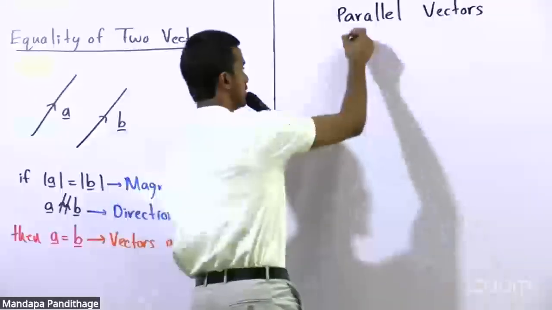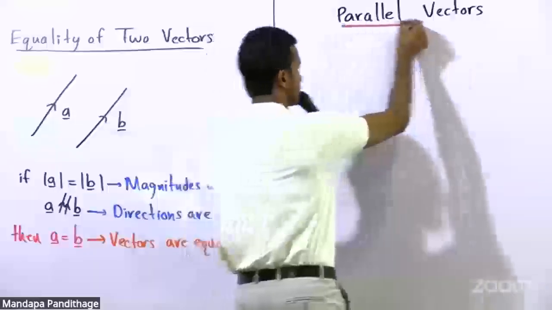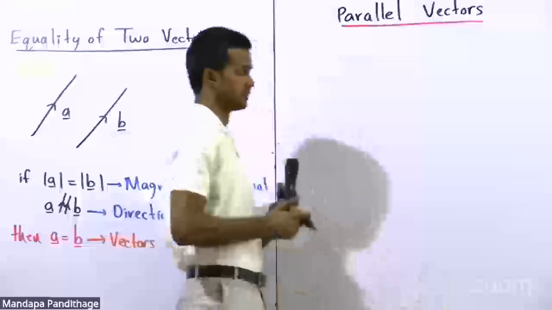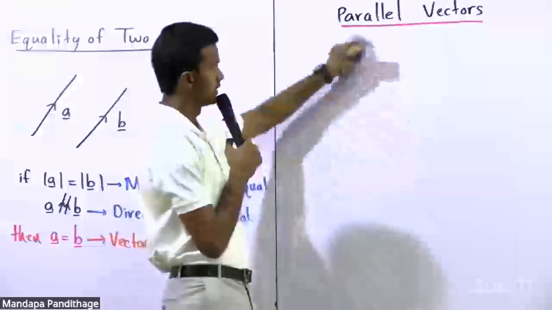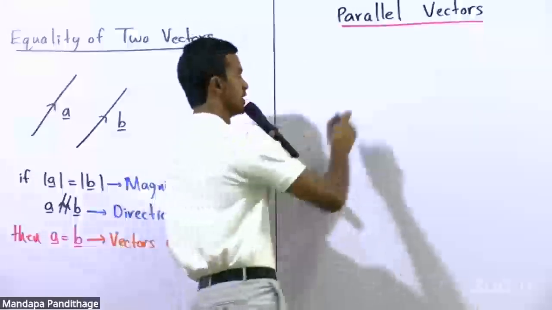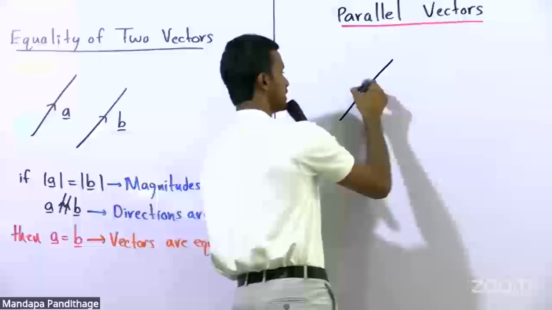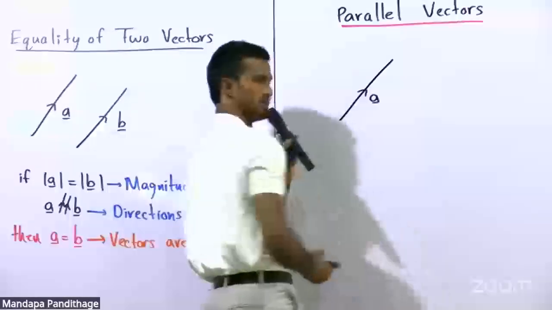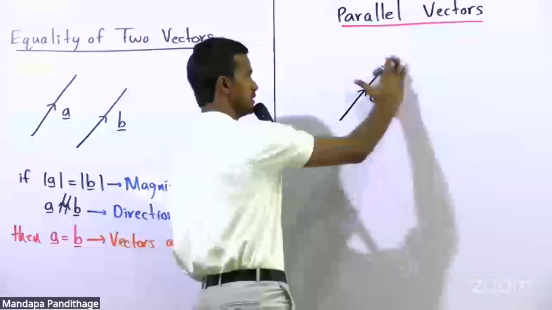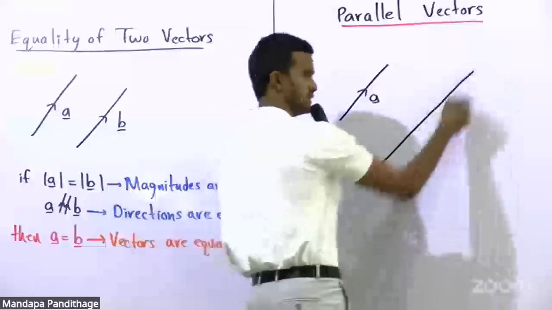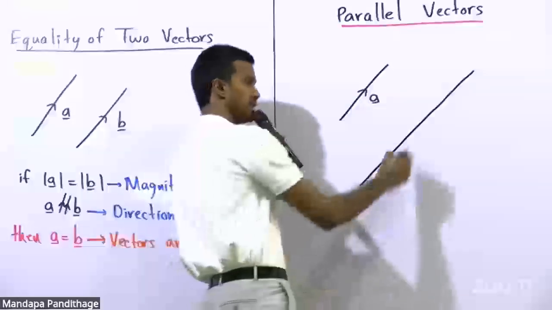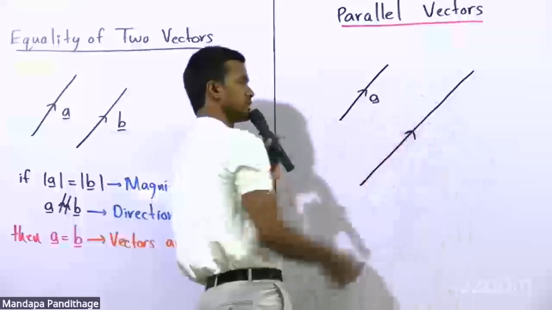Parallel vectors. Okay, so here, let's say we are having this vector A. And now let's say that we are having another vector which is parallel to this vector A. So when it is parallel, we know the two directions are equal.